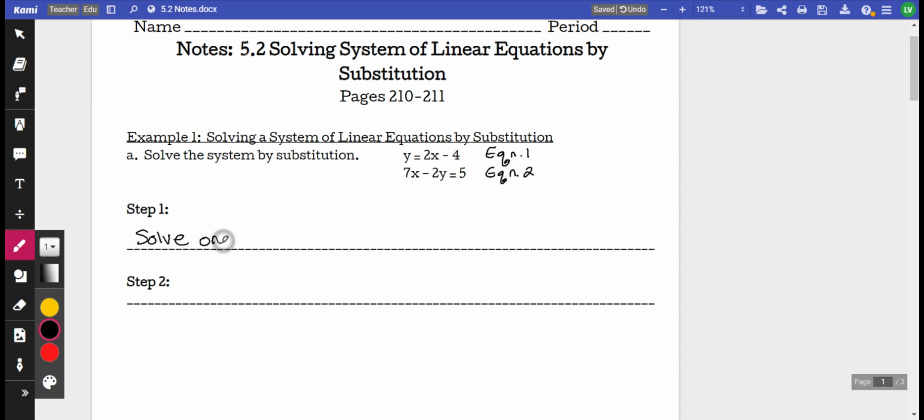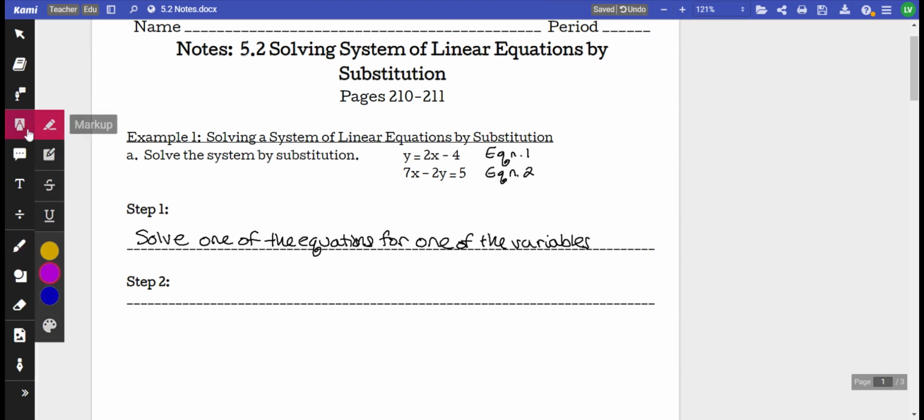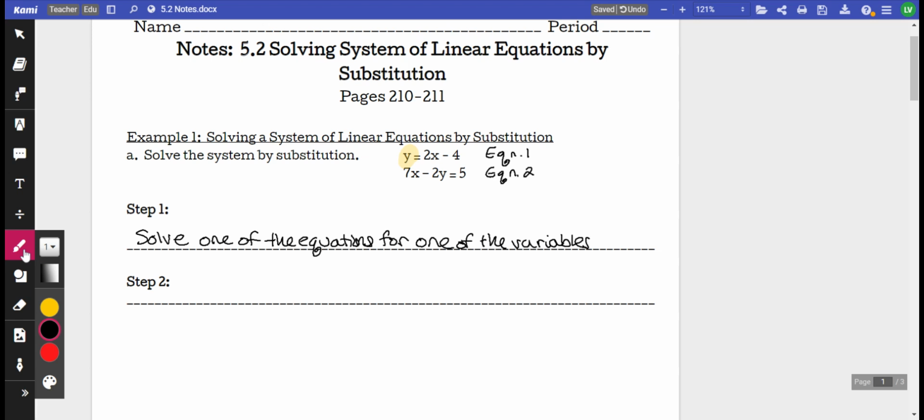We're going to solve one of the equations for one of the variables. So what that means is we're either going to get the x or the y variable isolated. If we look at the two equations, y equals 2x minus 4 and 7x minus 2y equals 5, you'll notice that the first equation has the y by itself. So because the y is by itself, we actually don't need to do anything for step number 1. It's already completed for us.